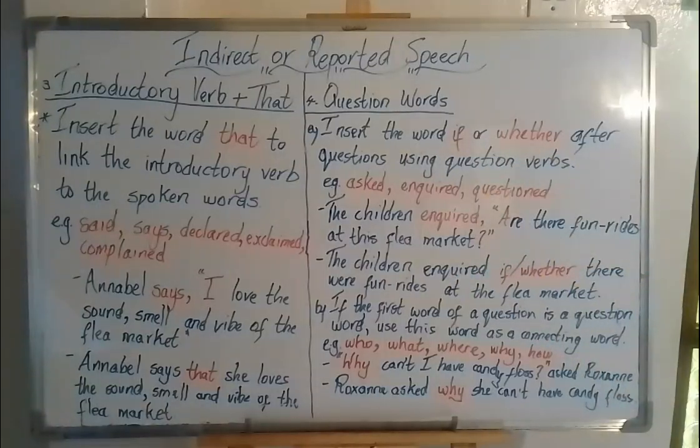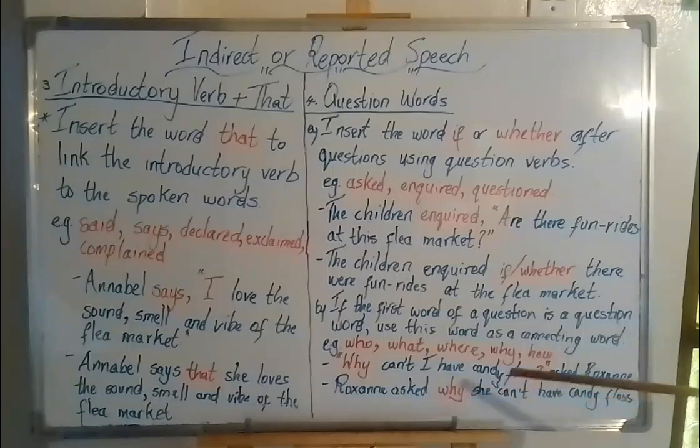Then we move to letter B. If the first word of the question is a question word, use this word as a connecting word. So if the first word in our direct speech is a question word, then you use the same word to connect the sentence. So when you turn it into an indirect speech, then you use the same question word to connect the sentence.